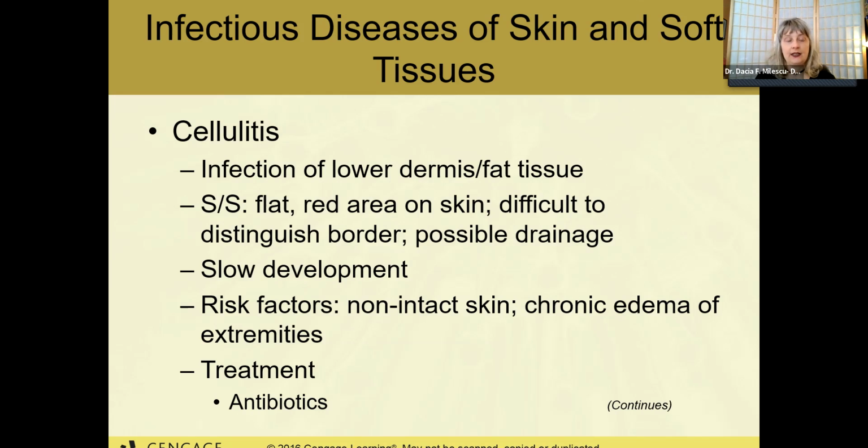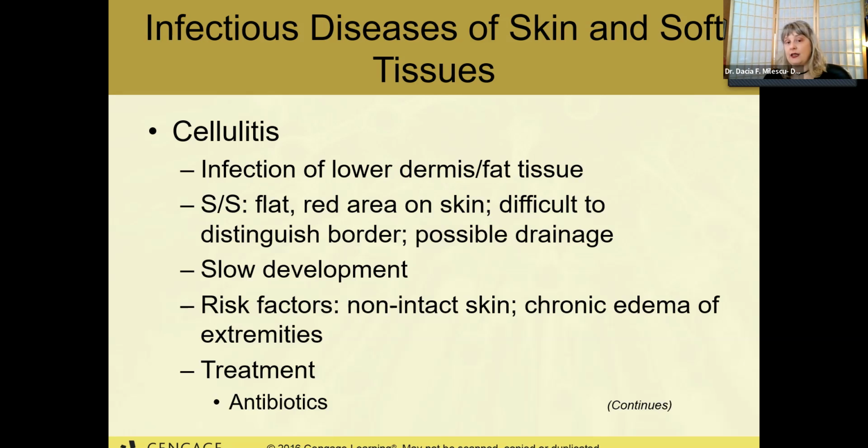The cellulitis is usually found in the lower dermis area of the skin layers. So you've got the epidermis, the dermis, and the hypodermis, which is the fat. So it actually hits the lower dermis, maybe even that hypodermis, which is the subcutaneous tissue. All right, moving on. Signs and symptoms: very red on the skin.